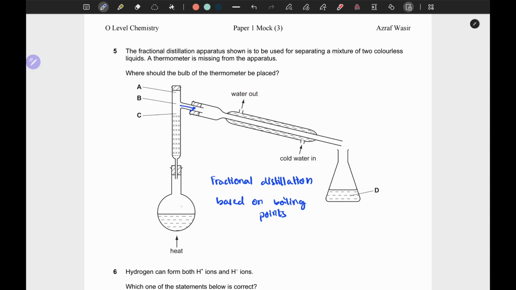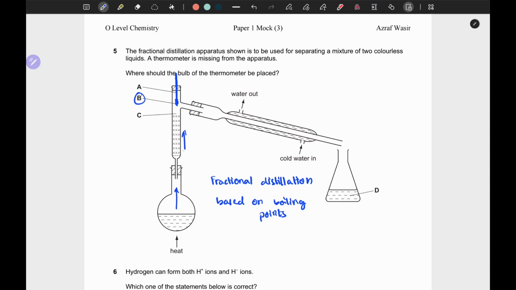As a result, the pathway of the gas is basically up this fractionating column through this point into the condenser. So the ideal position of the thermometer bulb is at B. So your thermometer, if you were to place it, would be something like this. So at B, you'd have your thermometer bulb, because at this point it passes just into the condenser.